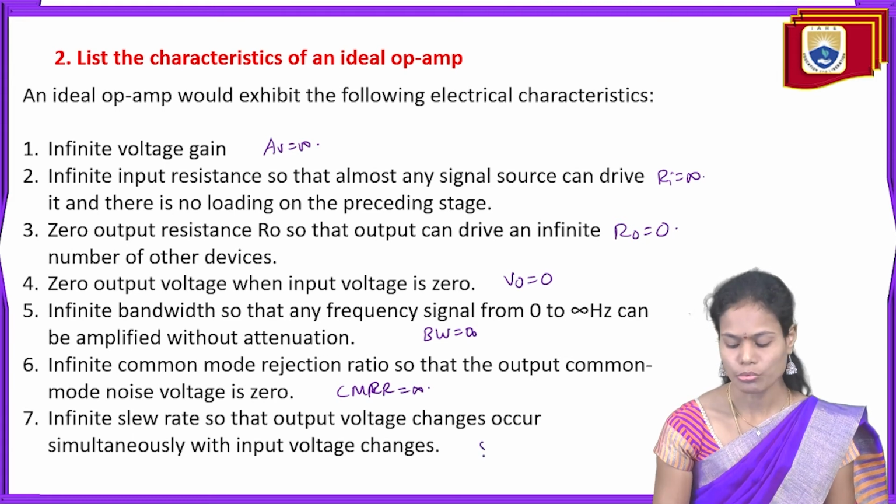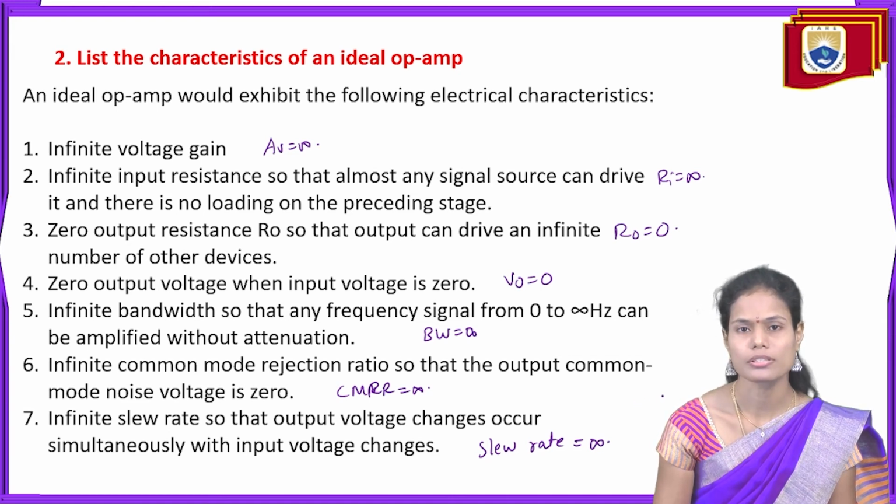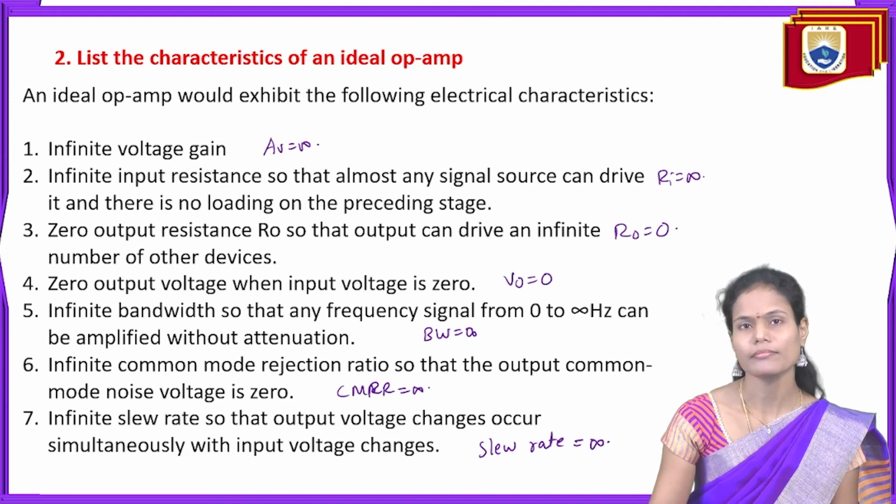So infinite slew rate, the slew rate is also infinity in the case of an ideal operational amplifier. If we take any characteristics of the ideal operational amplifier, we will get it as either exactly 0 value or infinite value. But if we take the practical values, we may not reach these ideal conditions. We may get either low values or high values here.